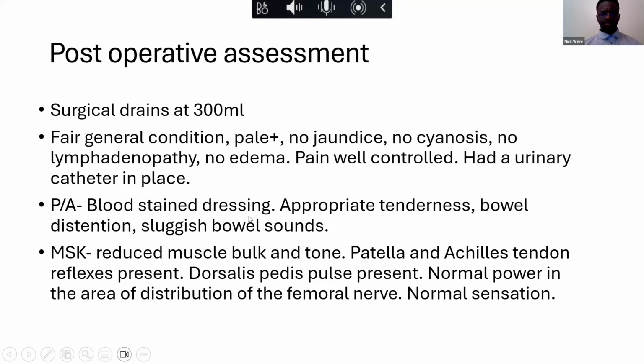The dressing was clean, appropriately stained. There was appropriate tenderness. There was a bit of bowel distension, but that improved over the next few days. For the musculoskeletal, there was reduced muscle bulk and tone because we had a significant transection of the soft tissue around the tumor. The patella and Achilles tendon reflexes were present. Dorsalis pedis was also present. There was normal power and area distribution of the femoral nerve, importantly, because of that dissection. And there was normal sensation of the right lower limb.